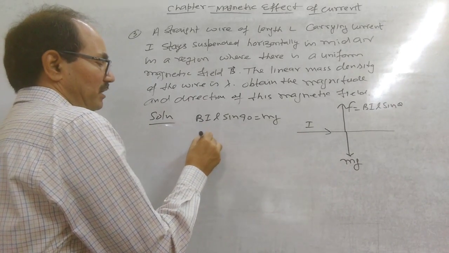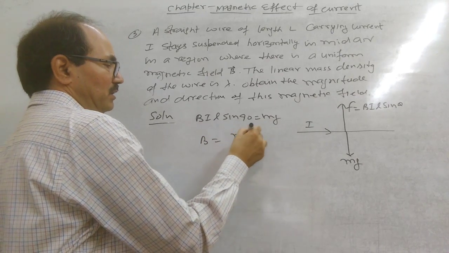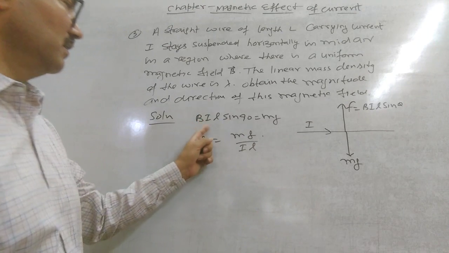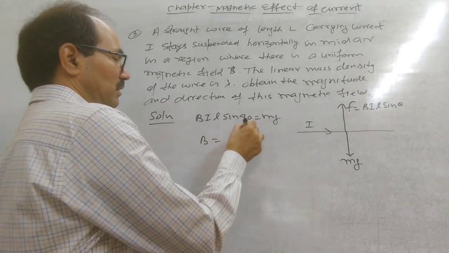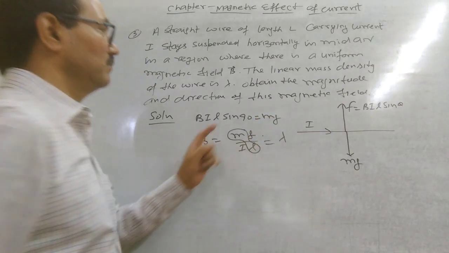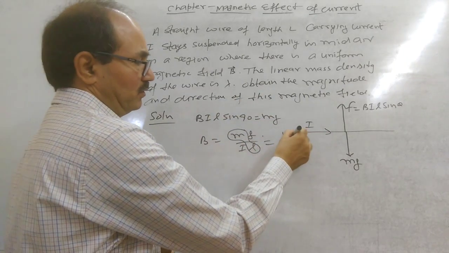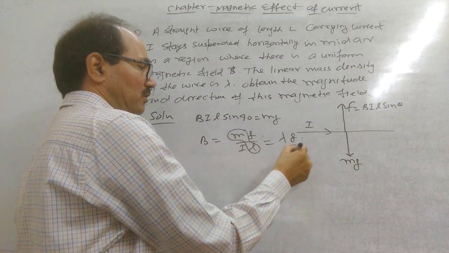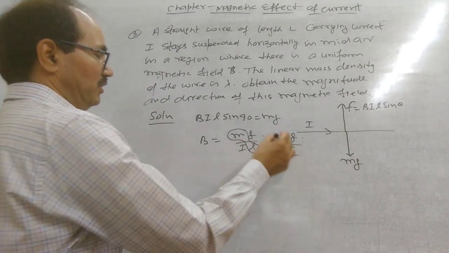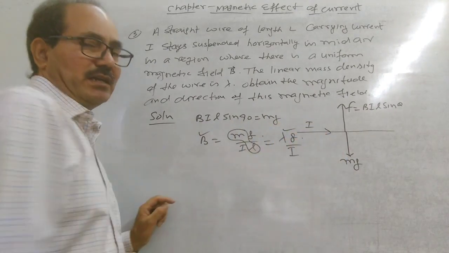Therefore we need B, so this is mg upon IL, right. But this m upon L is known as linear density, mass per unit length. Therefore this is lambda g upon I. So this is the magnitude of the magnetic field.